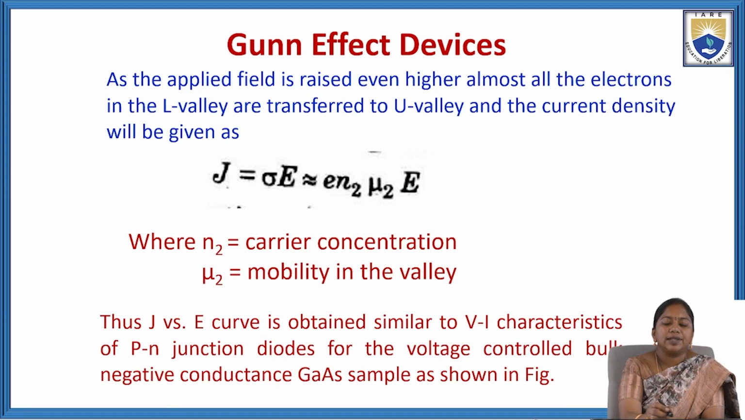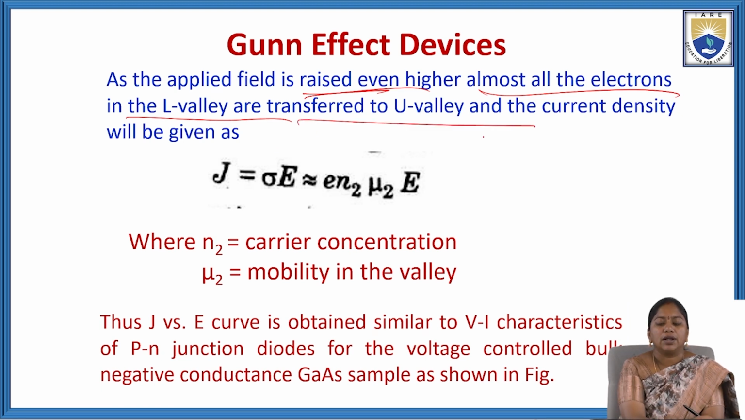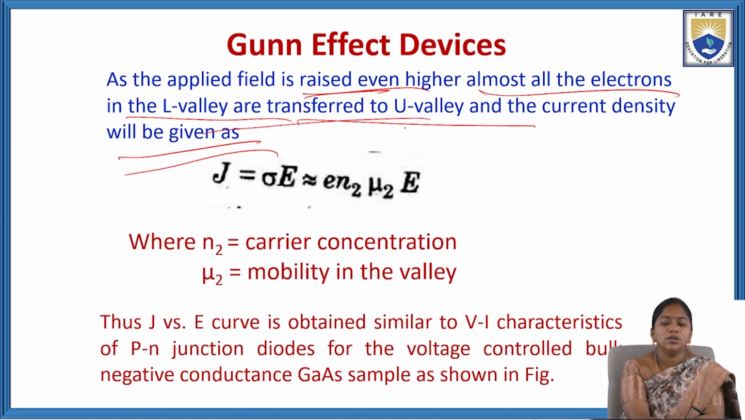And the applied field is raised. If you increase the applied field even higher, almost all the electrons in the L valley are transferred to the upper valley, and the current density will be given as follows.